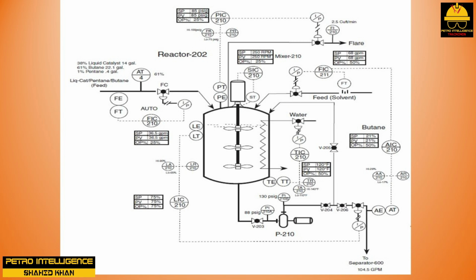The operation of reactor 202, for example, enhances molecular contact between four reactants: pentane, butane, liquid catalyst, and solvent. Feed to the reactor is controlled at 36.5 GPM. The feed composition from the column is 38% liquid catalyst, 61% butane, and 1% pentane. Solvent feed to the reactor is controlled at 68 GPM.